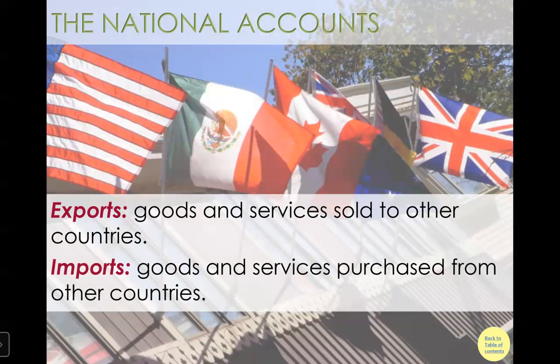Export and import. Okay, so essentially that is just the flow of goods through international trade. Right, so exports are goods sold to other countries, and imports are goods purchased from other countries. We have plenty of examples, and just keep in mind that the US is usually running a trade deficit.